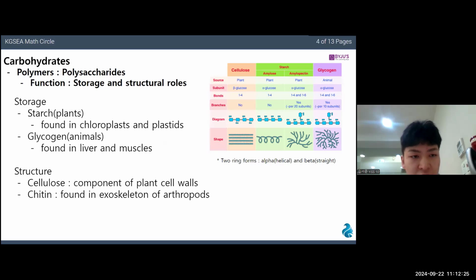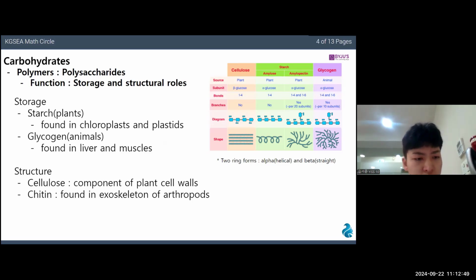A more complex version is called polysaccharides, which are the polymer version of carbohydrates. In function, there are 2 major types of roles, which are storage and structural roles. First of all, for storage, there's starch, which is related to plants, found in chloroplasts and plastids, and glycogen, related to animals, which is found in the liver and muscles.